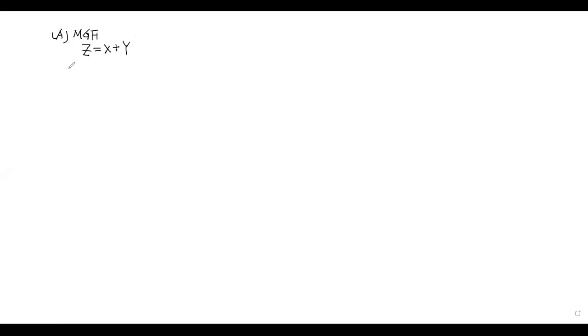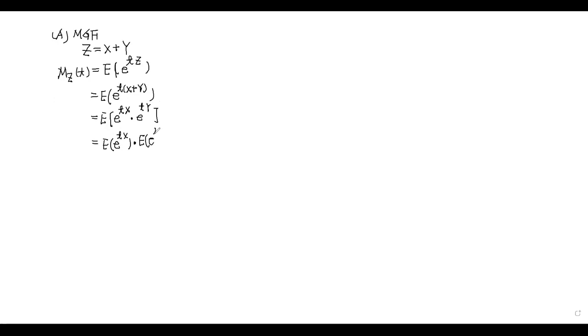So we know the MGF of z, based on the moment generating function definition, will be the expected value of e to the tz. And what is z here? It is x plus y. Then we can use the exponent property, so this will be the expected value of e to the tx times e to the ty.